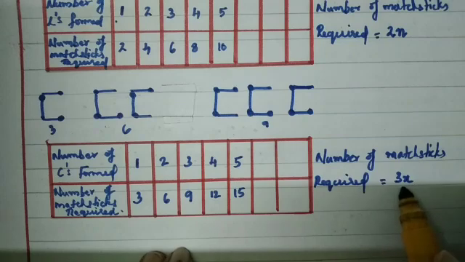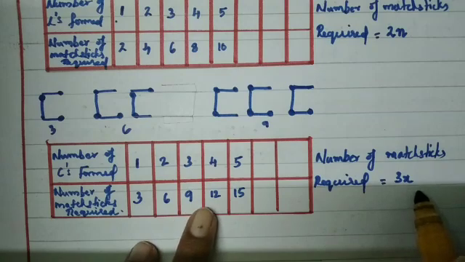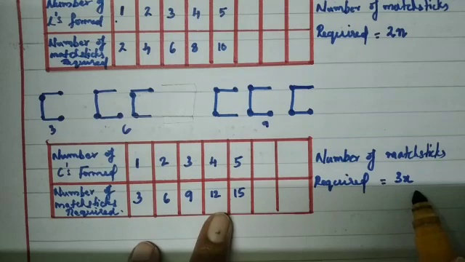If x is 1, 3 multiplied by 1, 3. If x is 2, 2 multiplied by 3, 6. If x is 3, 3 multiplied by 3, 9. If x is 4, 4 multiplied by 3, 12. If x is 5, 5 multiplied by 3, 15. Hope all of you understood.